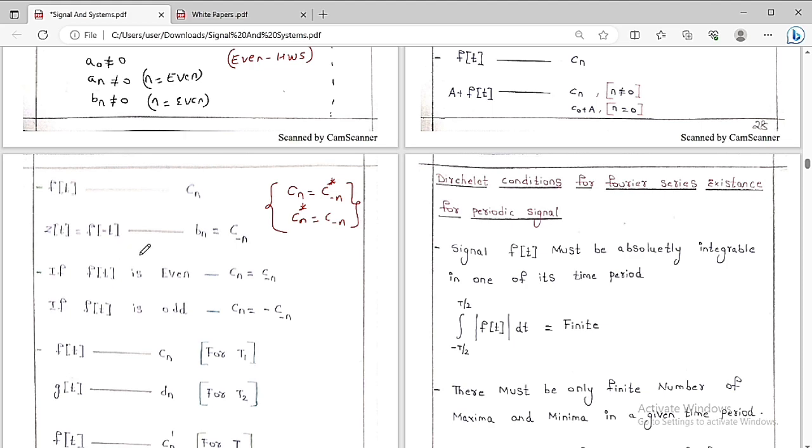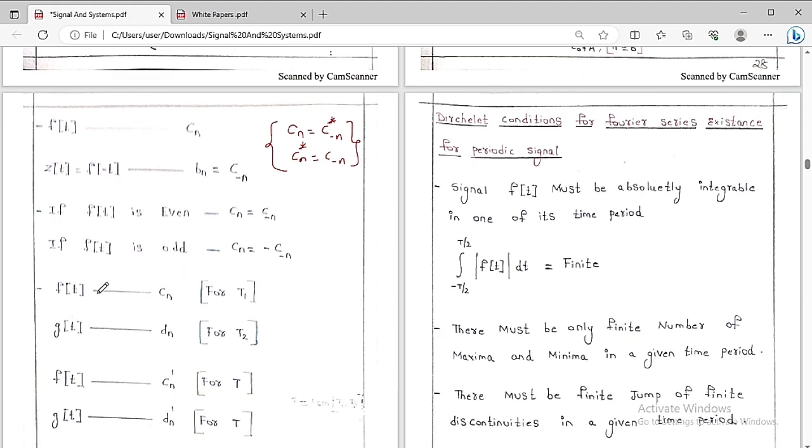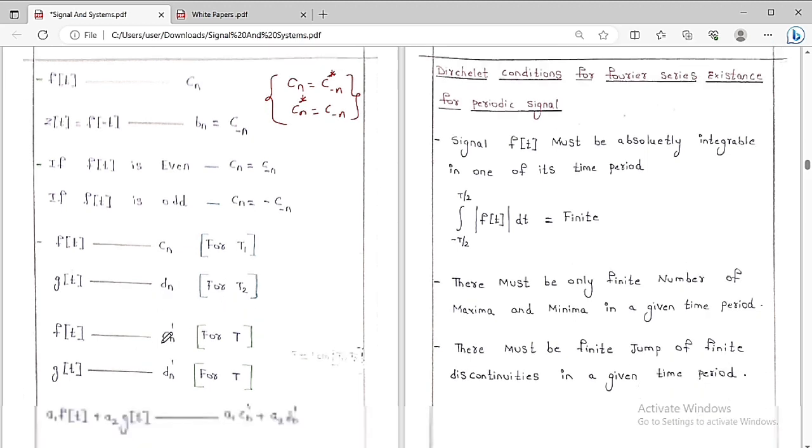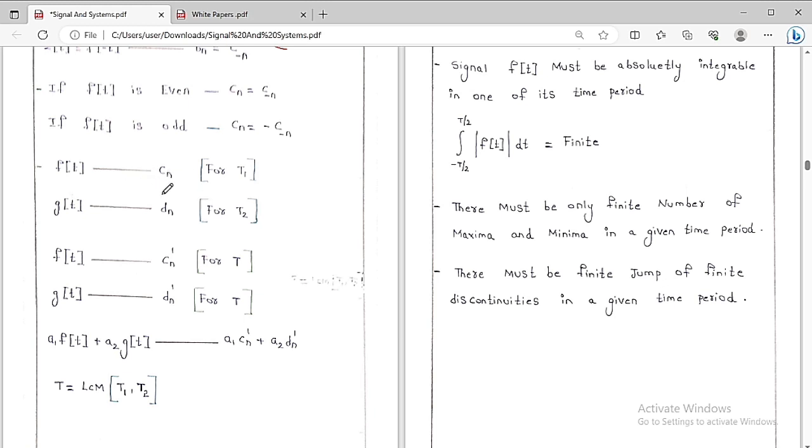Suppose f of t is a periodic signal with time period T1, for which we have defined the Fourier series coefficient Cn. And g of t is also a periodic signal, with time period T2, for which we have defined the Fourier series coefficient Dn. Now I want to define these Fourier series coefficients on the same time period, which is the LCM of the individual time periods. Based on this time period, the new Fourier series coefficient for f of t is Cn dash, and for g of t it is Dn dash. If we take the linear combination of these two signals, it is also a periodic signal with the same time period T, and the resultant Fourier series coefficient will be a1 into Cn dash plus a2 into Dn dash.